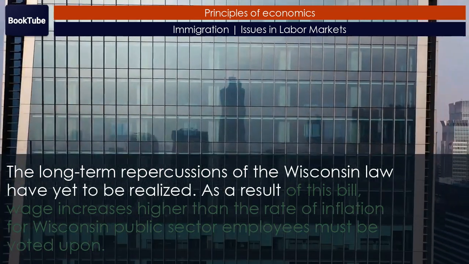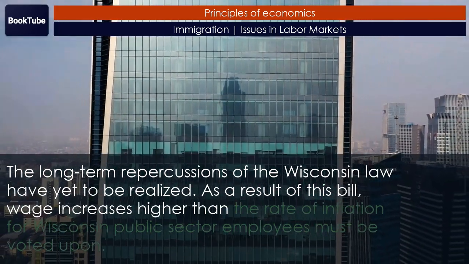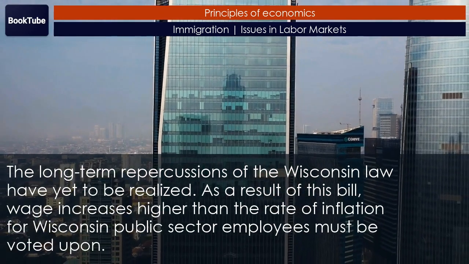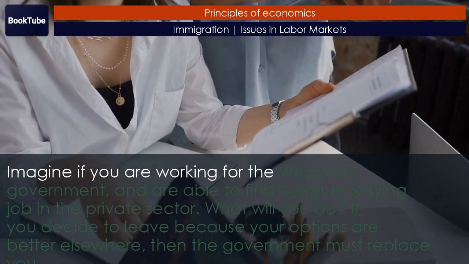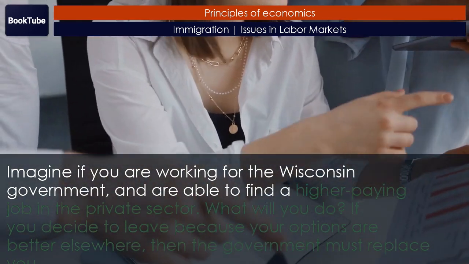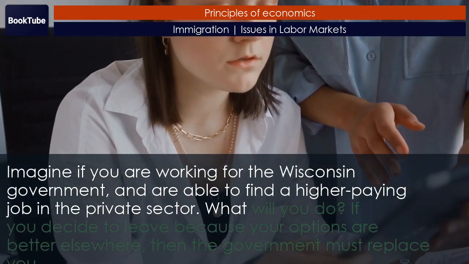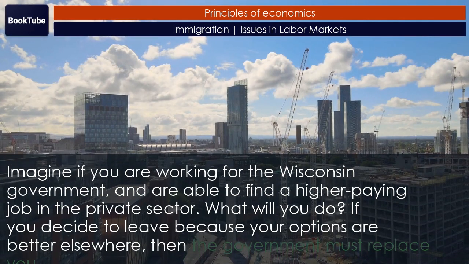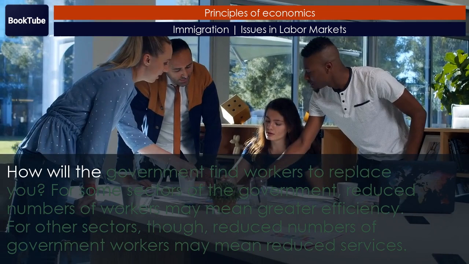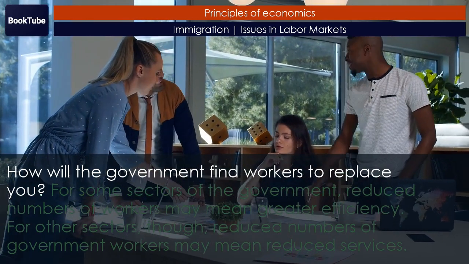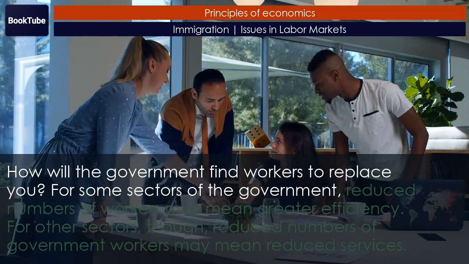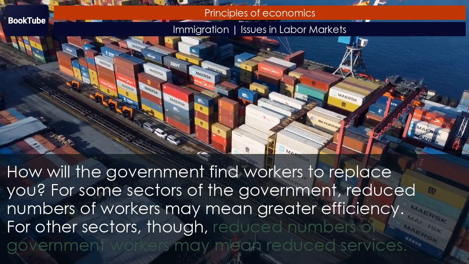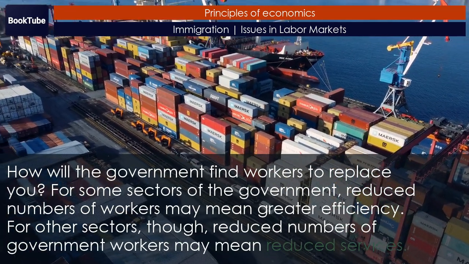As a result of this bill, wage increases higher than the rate of inflation for Wisconsin public sector employees must be voted upon. Imagine if you are working for the Wisconsin government and are able to find a higher paying job in the private sector. What will you do? If you decide to leave because your options are better elsewhere, then the government must replace you. How will the government find workers to replace you? For some sectors of the government, reduced numbers of workers may mean greater efficiency. For other sectors, though, reduced numbers of government workers may mean reduced services.